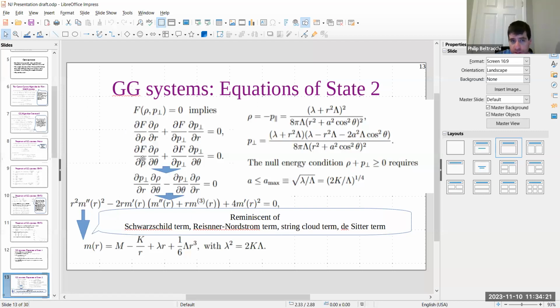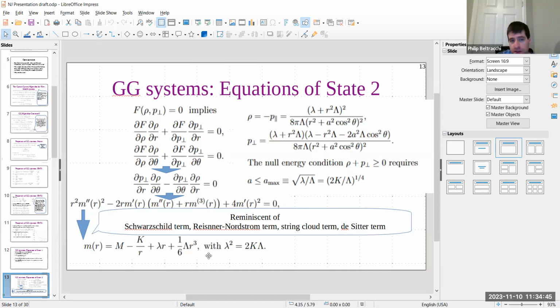For these two equations to hold in non-trivial situations, we get this condition on the partial derivatives of the eigenvalues themselves. If we use the expressions for the eigenvalues, we ultimately get a differential equation for the function m, which ends up being the following.